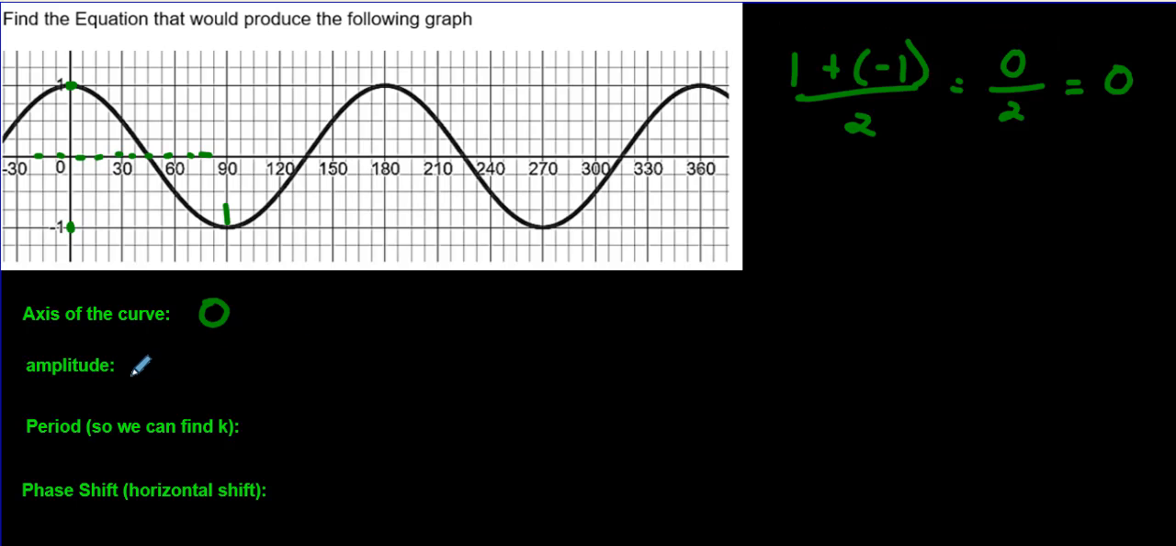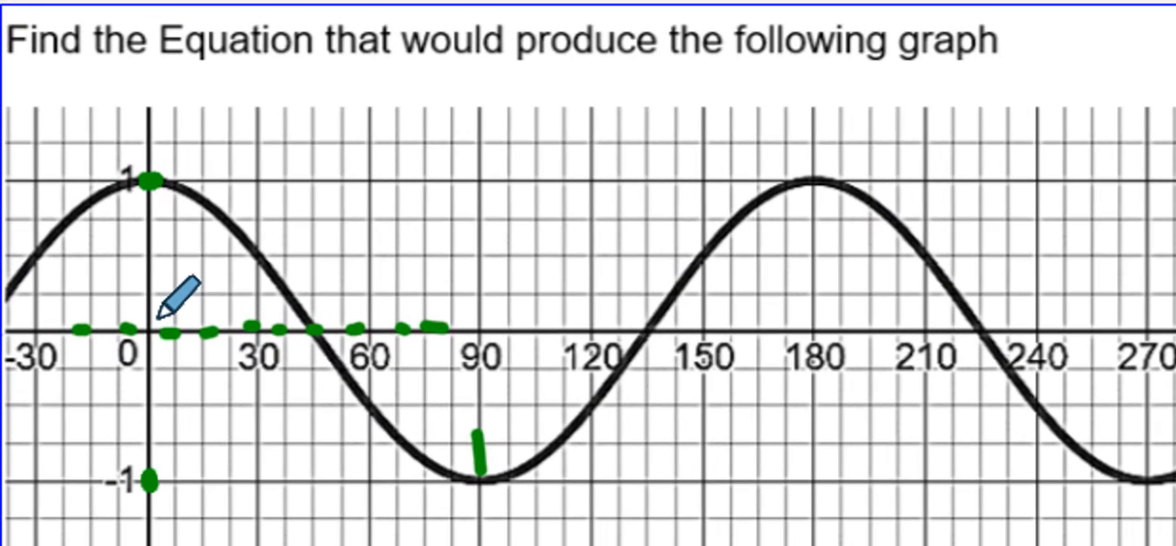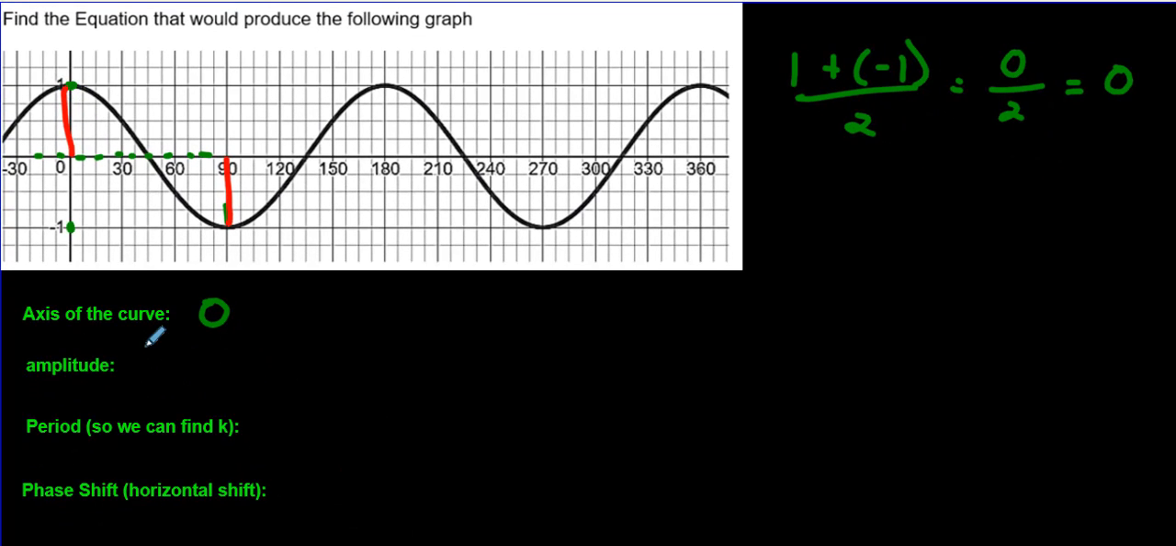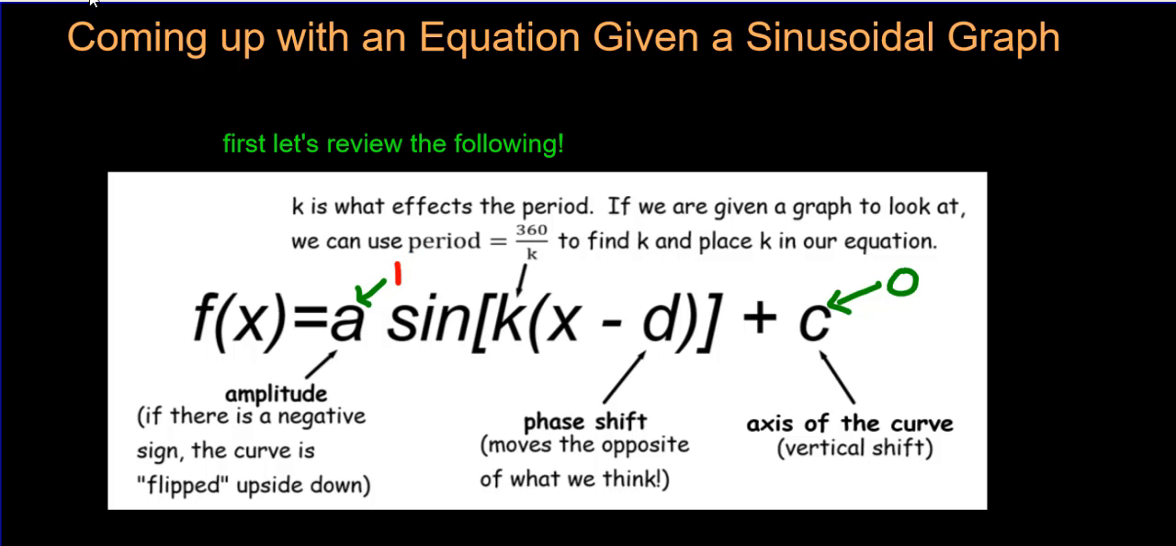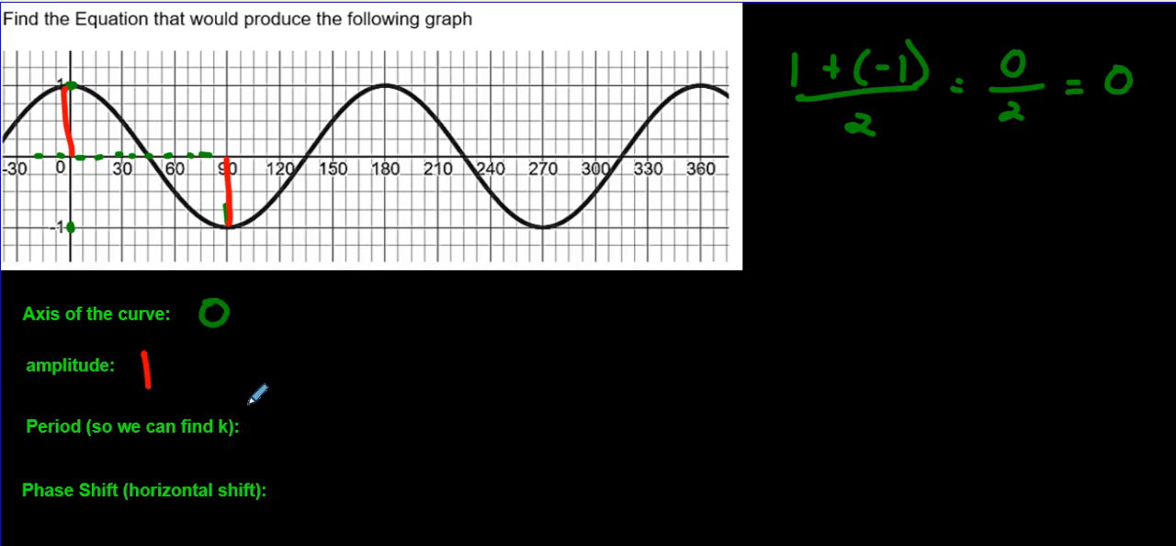Okay? So the amplitude is the distance, as you might recall. I'll do it in red. It's the distance from the axis of the curve to the top, or the axis of the curve to the bottom. Okay, so in other words, the amplitude is going to be here. It's just going to be 1. So the amplitude is 1. So we know this number here is going to be 1, which is basically invisible.